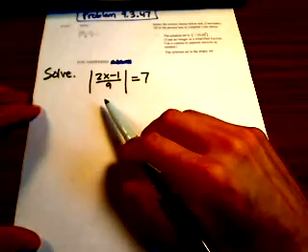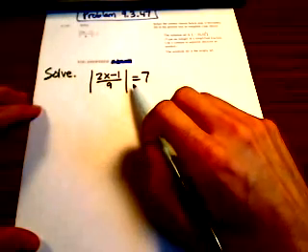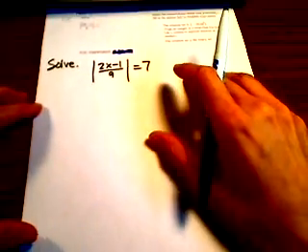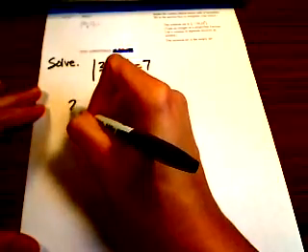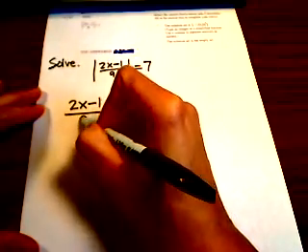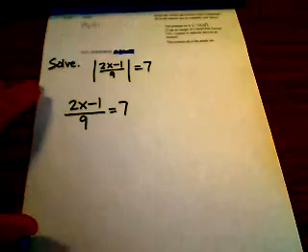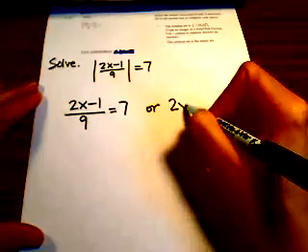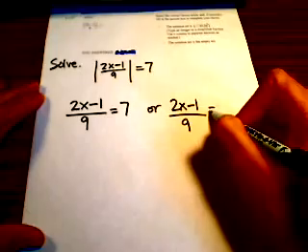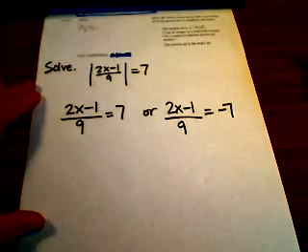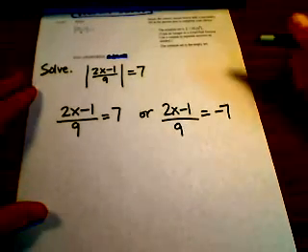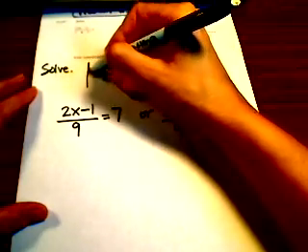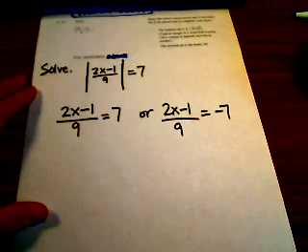So the definition says that if the absolute value is isolated on one side and you have a positive constant on the other side, then the way that we're going to solve this is we're going to drop the absolute value sign, and set the inside equal to the positive of the number on the right, and then also equal to the negative. So we have (2x minus 1) over 9 equal to positive 7, or it could also be equal to negative 7. The reason for that is the absolute value sign will make something positive.